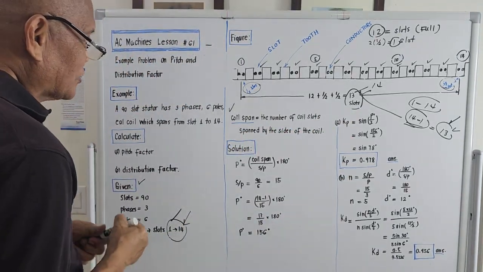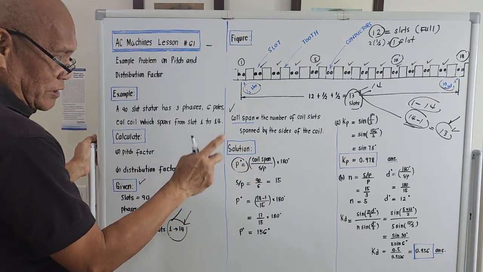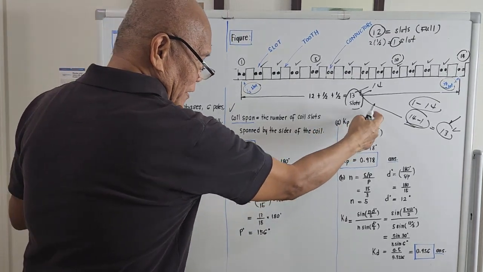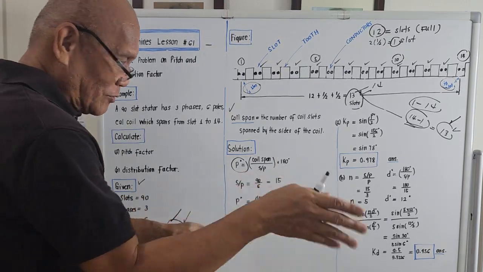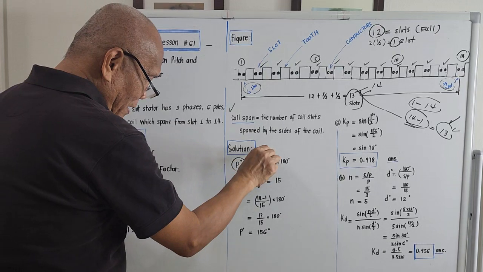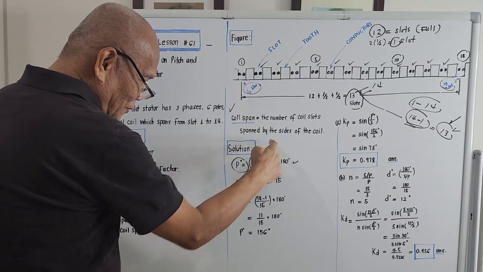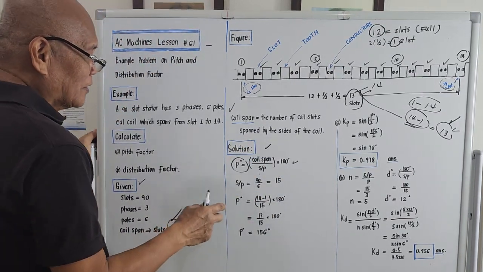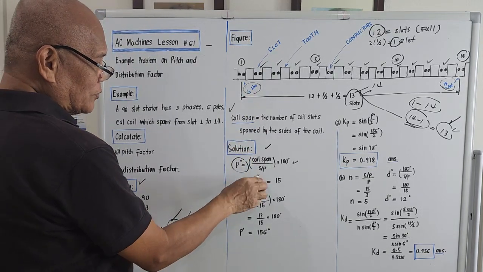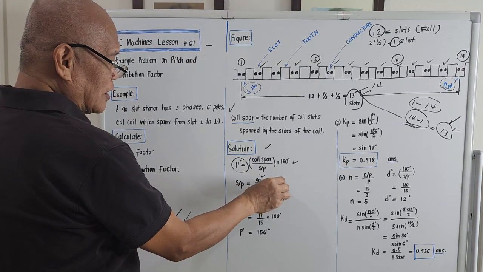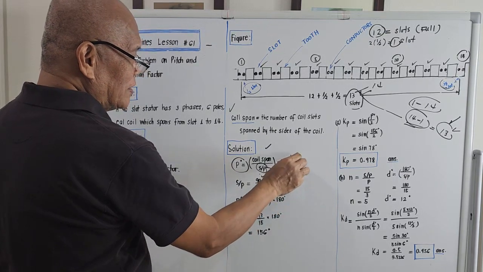Let's compute for P degree. We need P degree because in the computation of the pitch factor, we should know P degree. This is the critical part of the solution from lesson number 60. P degree will be coil span divided by slots per pole times 180 degrees. Let's compute first for slots per pole. It should be 90 over 6, and slots per pole is 15. So we now know this to be 15. This is 180, this is given.